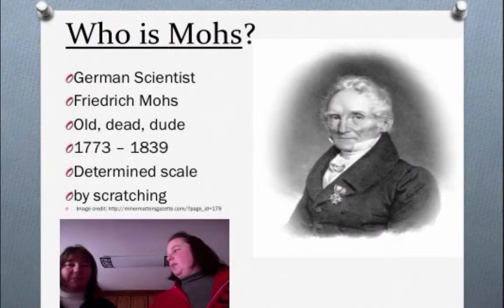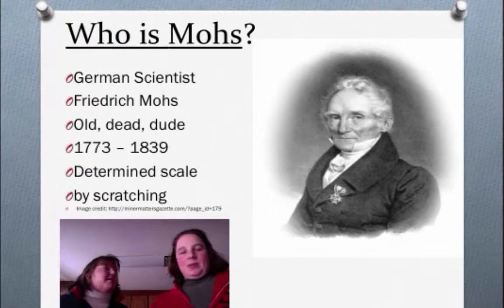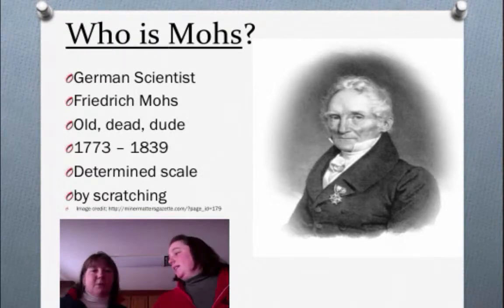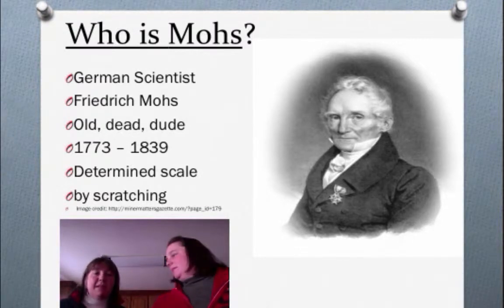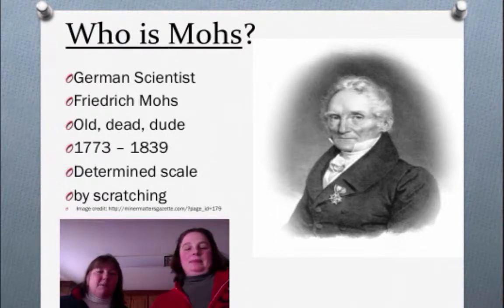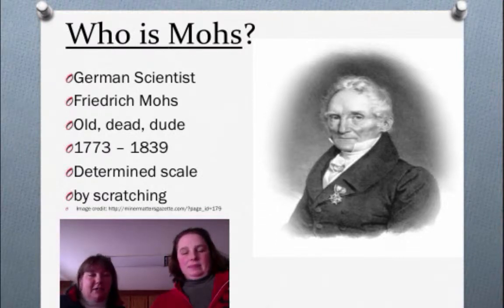So who was Mohs? Was he one of the Three Stooges? No, he was a German scientist. Yes, his full name was Friedrich Mohs. He is one of Mrs. Burke's infamous old dead dudes. Yep, old dead dude. He was born in 1773 and died in 1839, and he determined the scale by scratching stuff.